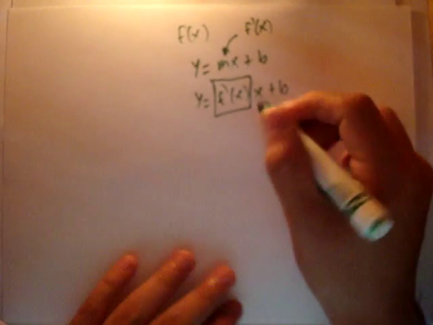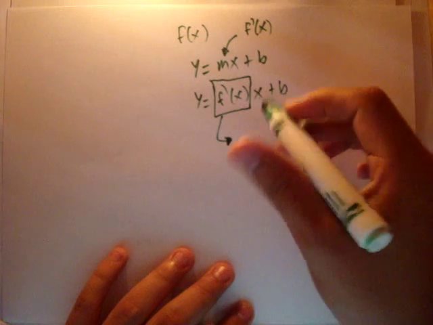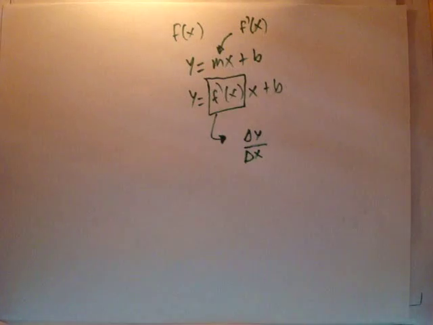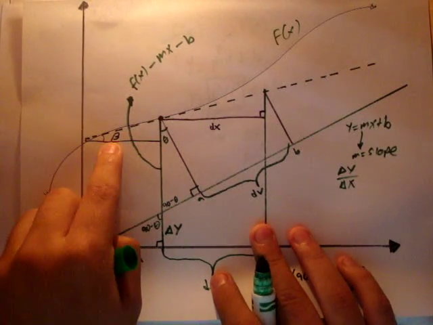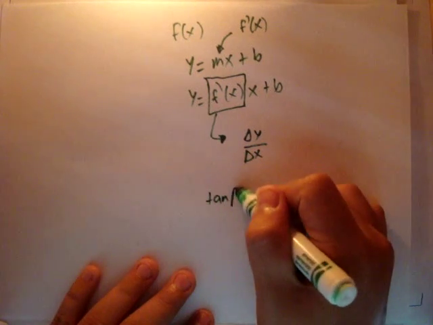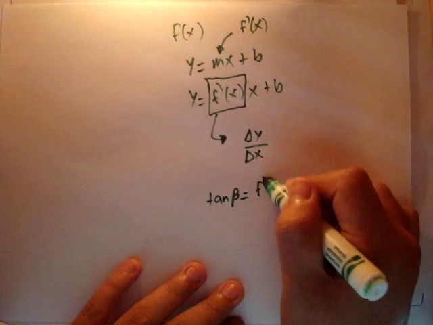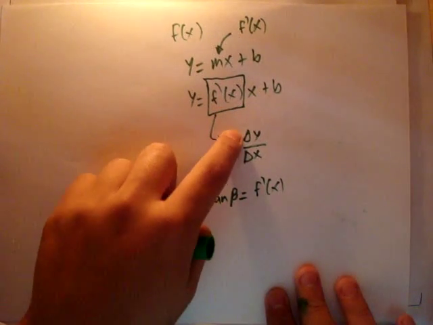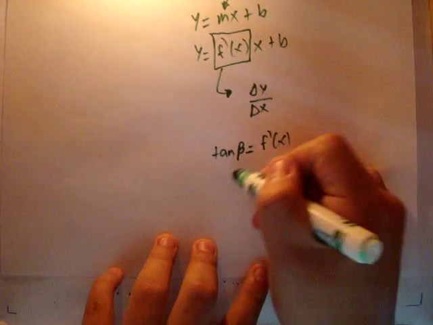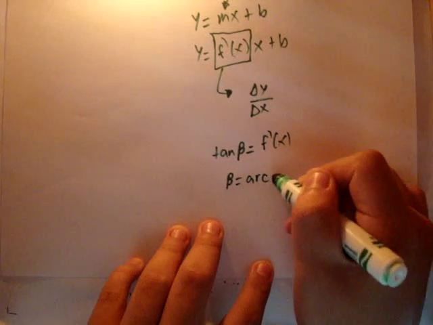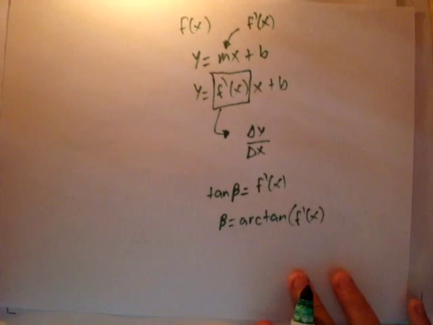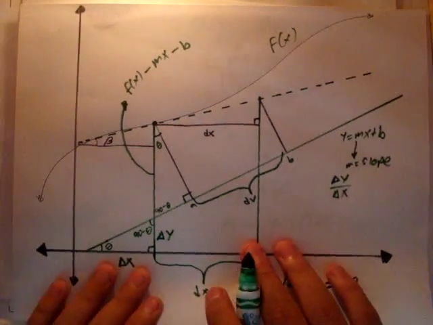And remember, the slope is simply delta y over delta x. And just like the previous example, this triangle right here has a degree beta. Alright? So tan of beta will equal this f prime of x. Because remember, tan represents opposite over adjacent. How do we isolate this beta? Beta equals arctangent of f prime of x. So in a similar fashion, it's just like the previous triangle we did. So now we know what this beta is.